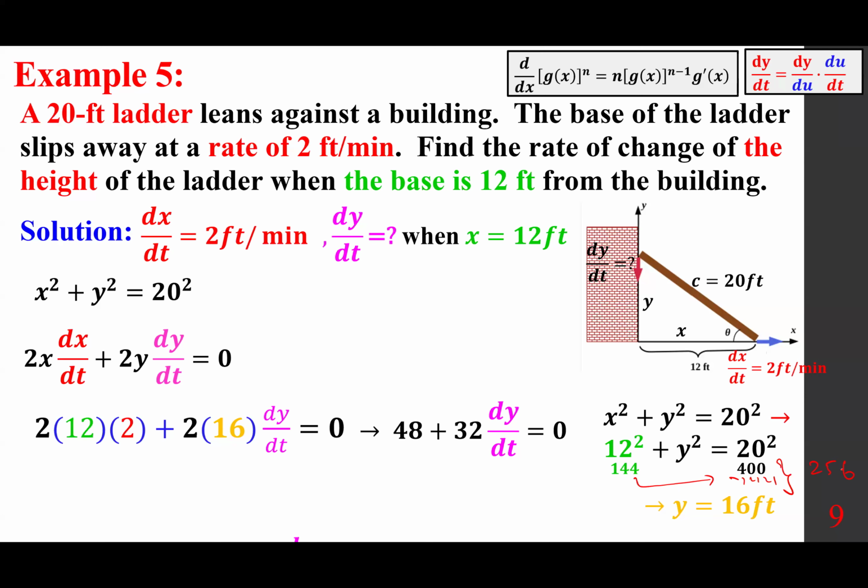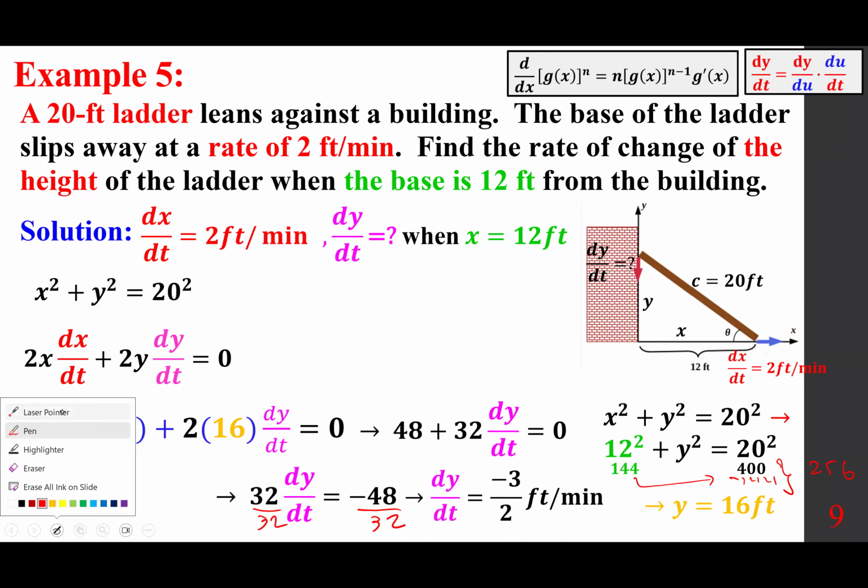We're going to move the 48, it becomes negative. We divide both sides by the coefficient of dy/dt, which is 32. They're both divisible by 16. And we get negative 3/2 feet per minute. Obviously, x is increasing. The dx/dt is positive. y is decreasing. dy/dt must be negative. And it is.